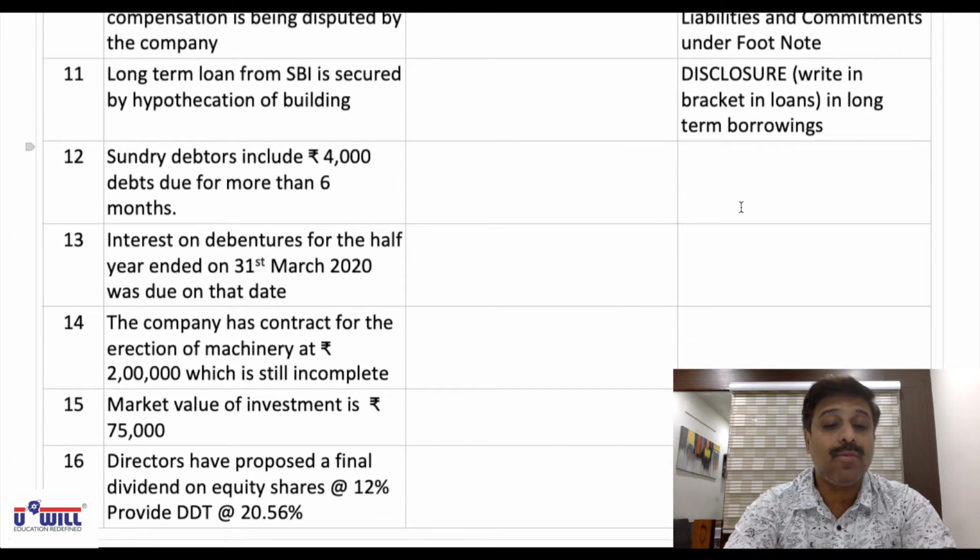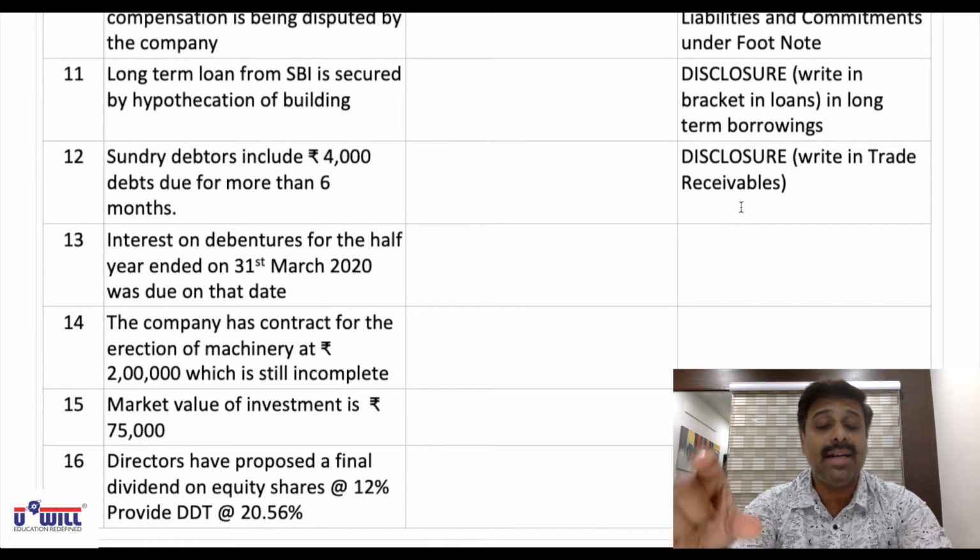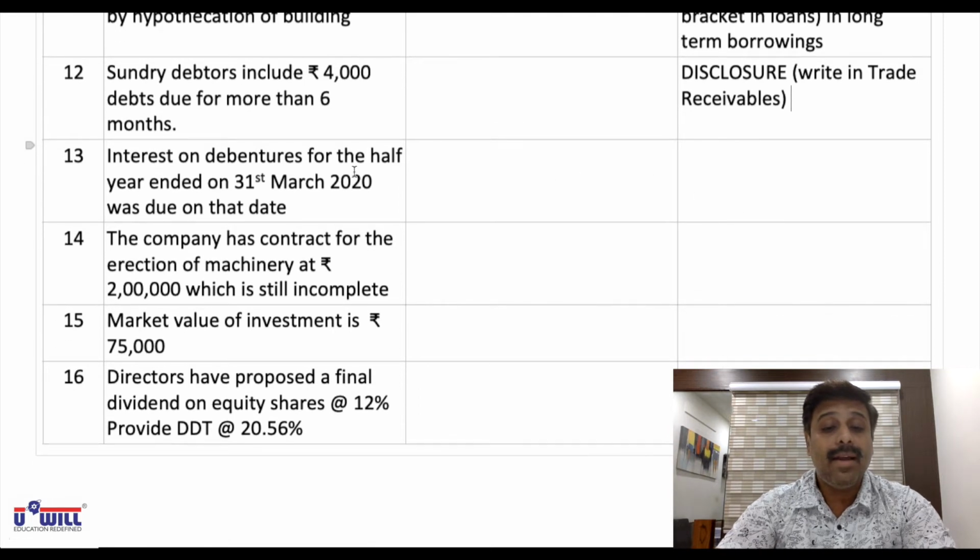Sundry debtors include 4,000 debts due for more than 6 months. This is also a disclosure, which we will write in trade receivables. In bracket we will not write, but as extra information we will write that this much is the debts due for more than 6 months, what is the amount of other debts, and then the total debts we will write in the outer column.